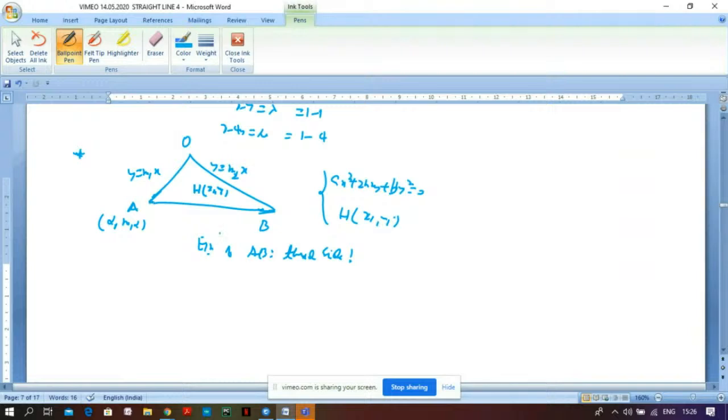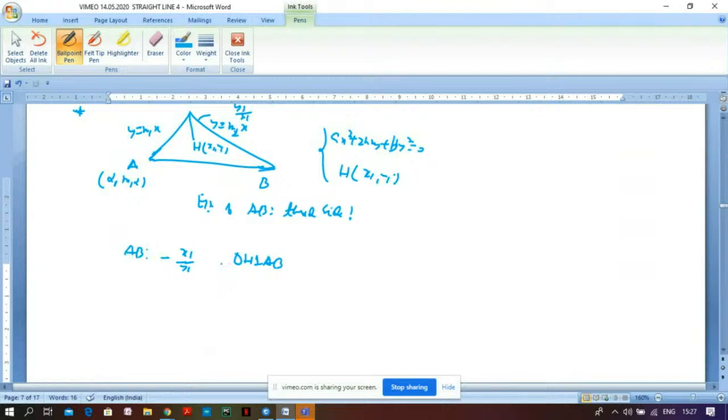So the slope of OH is y1 by x1, and so the slope of AB is negative of x1 over y1, because OH is perpendicular to AB. So if I know the slope of AB and I know a point on it, then my job is done. So I can write the equation as x1 x plus y1 y equals lambda. That is my equation. Now it is easy to get.